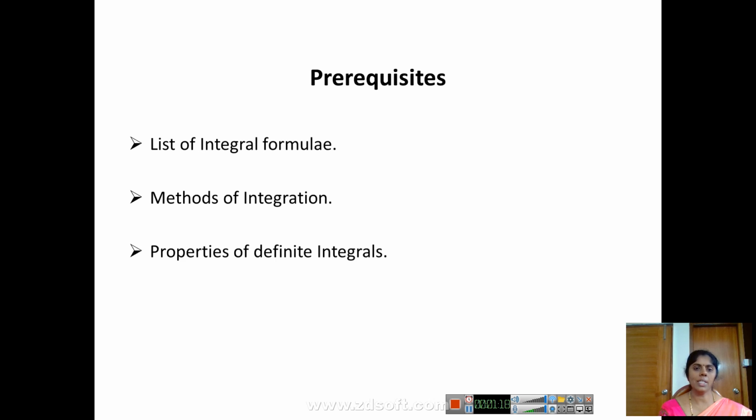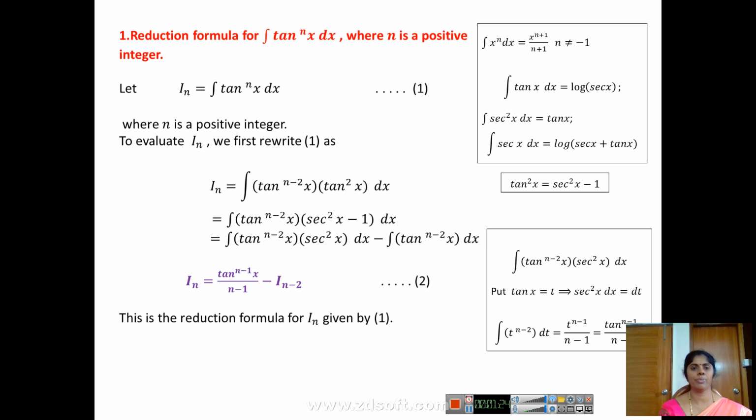Prerequisites: list of integral formulae, methods of integration, properties of definite integrals. So, the reduction formula for integral tan to the power n of x dx, where n is a positive integer. Let I_n equal integral tan to the power n of x dx. Consider it as equation 1, where n is a positive integer.